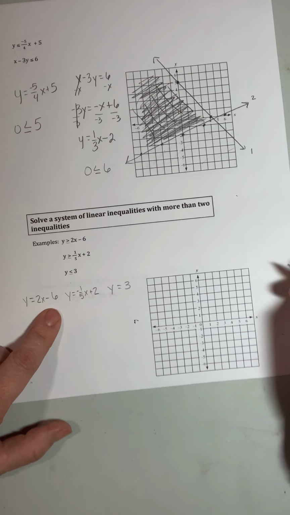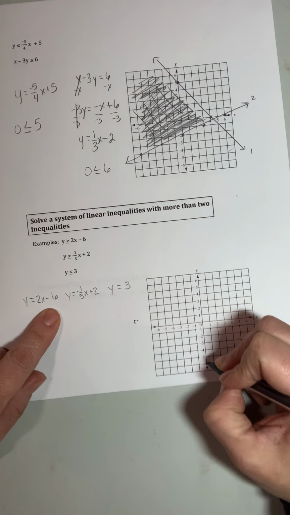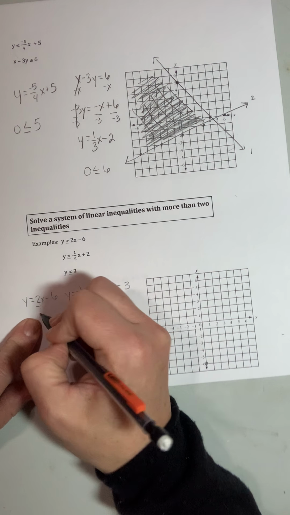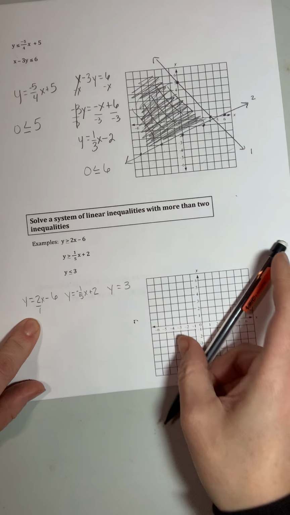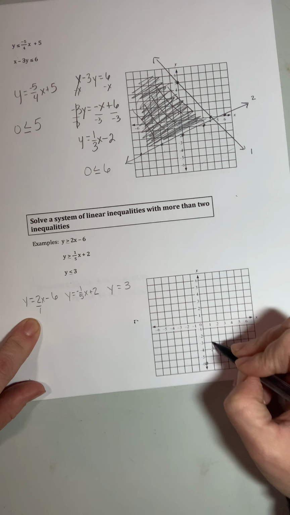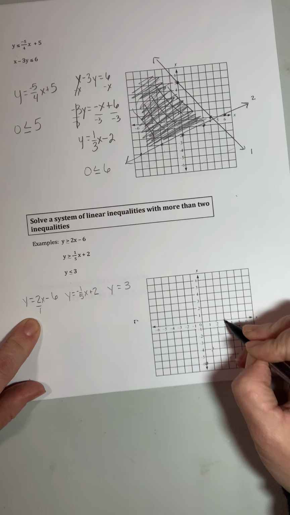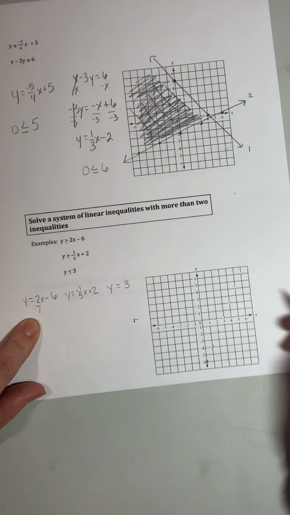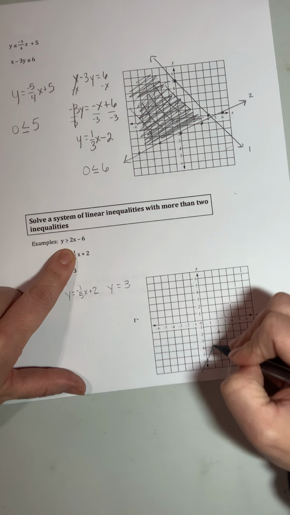Okay. First one crosses at the negative 6. The slope is 2, which is 2 over 1. It's positive, so it's going this direction. Up 2 over 1. Up 2 over 1. And it's underlined, so it's a filled in line.